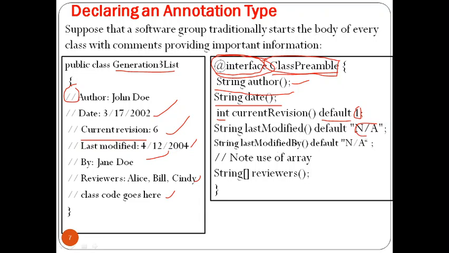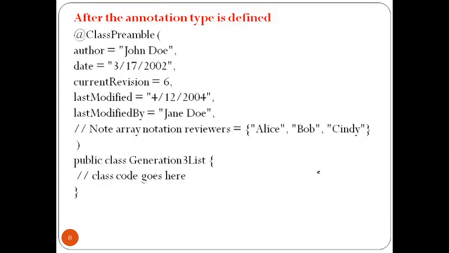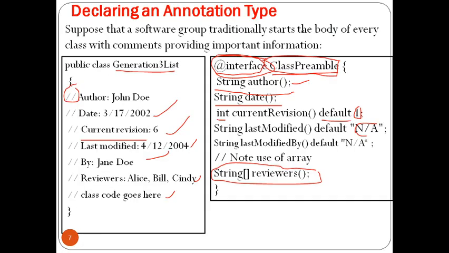Next one is, this particular program may be reviewed by many people. For that I am creating a string array called String[] reviewers. So like this I have prepared my Java annotation class. Once this particular class is prepared, we can use it before my program. What is my program? ClassGeneration3List. Before that particular program, I am creating my own annotation. By using this approach, I have created my own Java annotation interface.